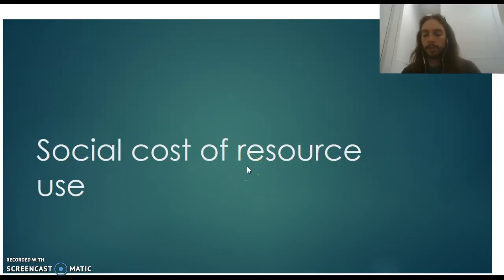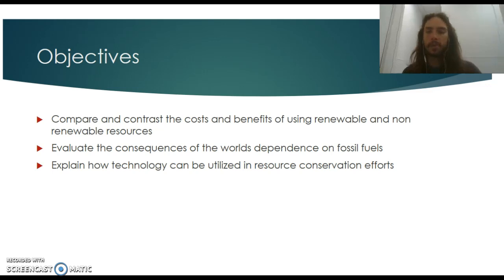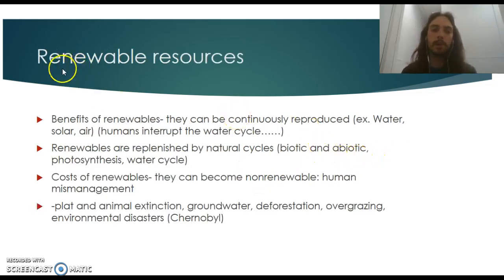All right, so this subunit is going to be the social cost of resource use, and this is going to be the last subunit in the natural resources folder. So then we go on to human impact. The objectives are to compare and contrast the costs and benefits of using renewable and non-renewable resources, evaluate the consequences of the world's dependence on fossil fuels, and explain how technology can be utilized in resource conservation efforts. So we should know what renewable resources are already, but we will go over them.